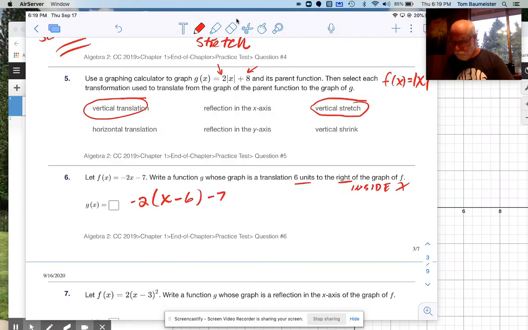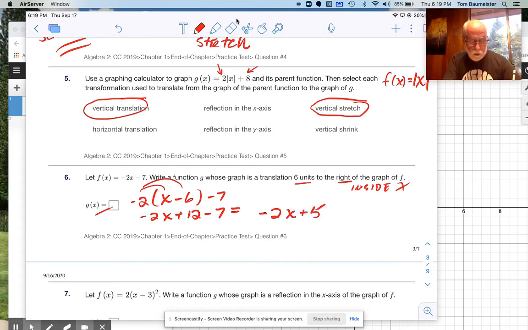minus 7. Now remember, I'm going to distribute that negative 2 through the parentheses. That'll give me negative 2x plus 12 minus 7, which will give us negative 2x plus 5. So our answer here, you would plug in negative 2x plus 5.